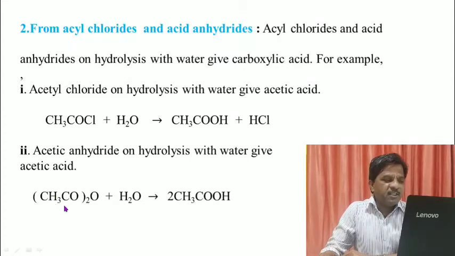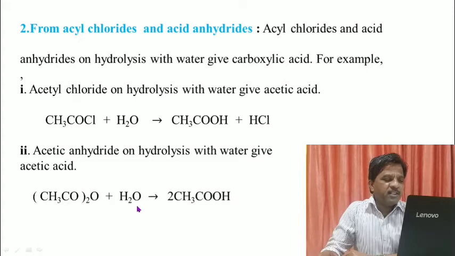So here CH3COOH, CH3COOH, 2 molecules of acetic acid. Now 2 hydrogen atoms from 2 molecules and 1 oxygen atom from any one molecule form H2O, and the remaining part is CH3CO, 2 O, and 1 O. This is known as acetic anhydride.